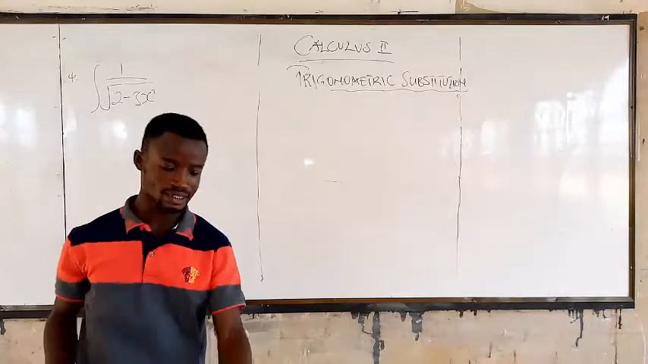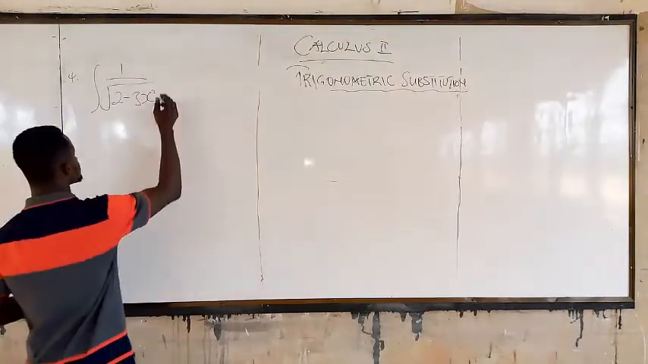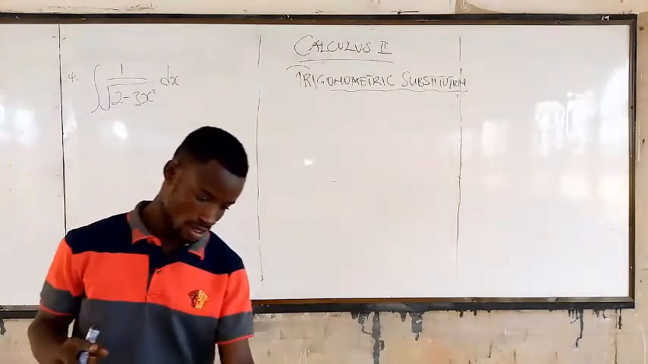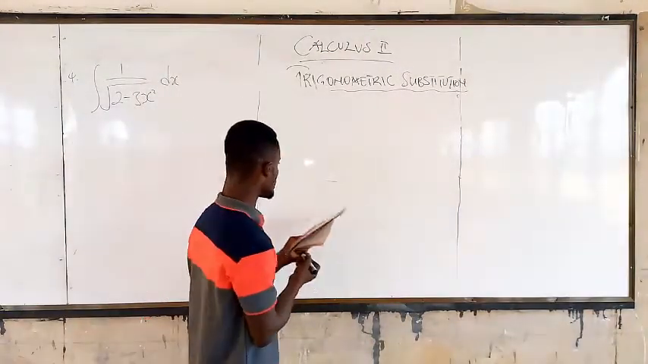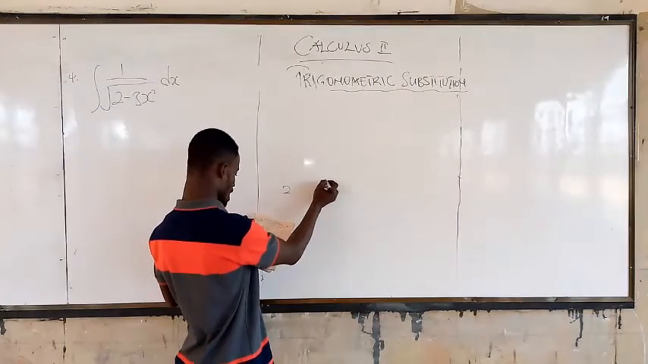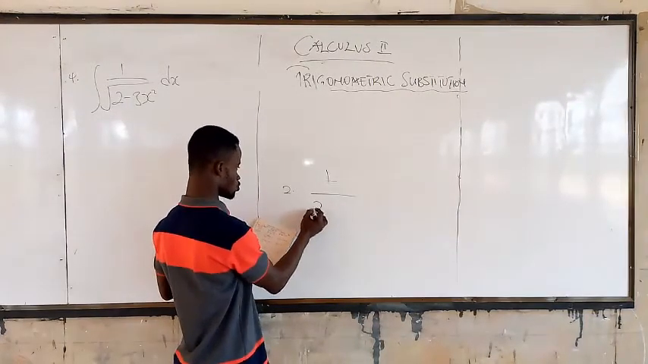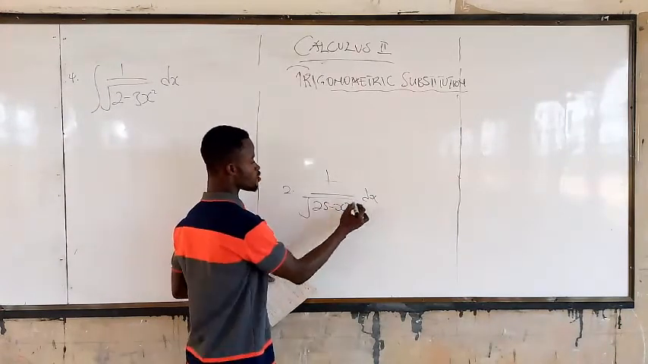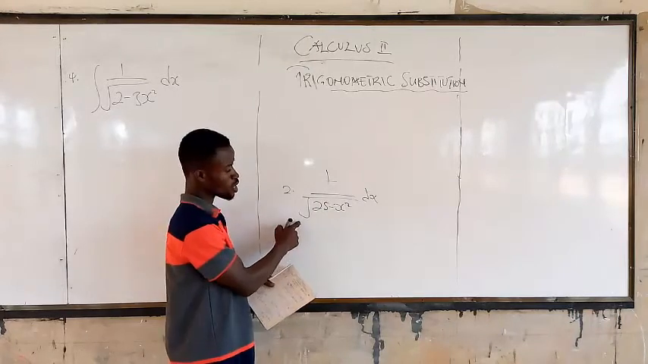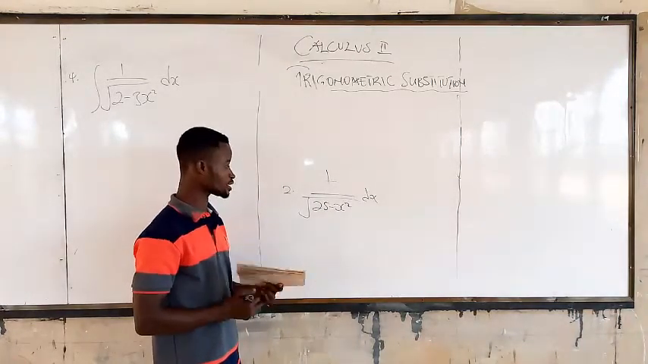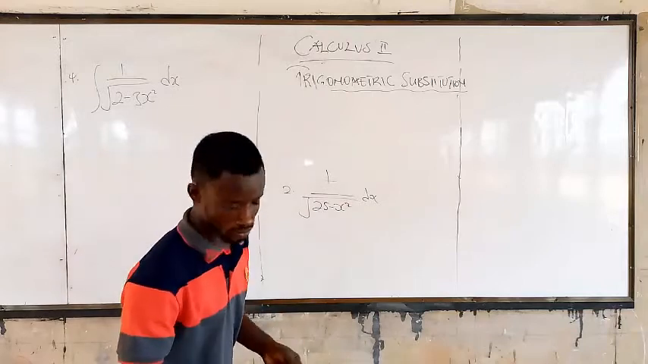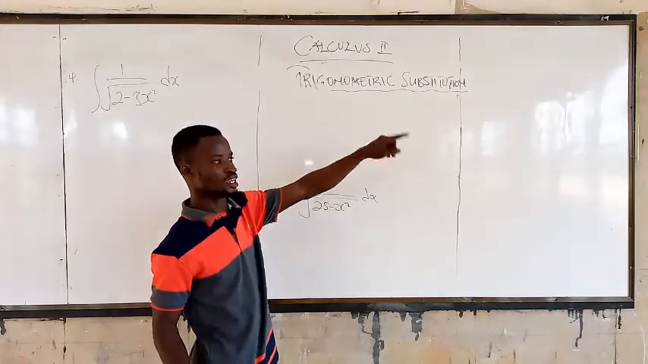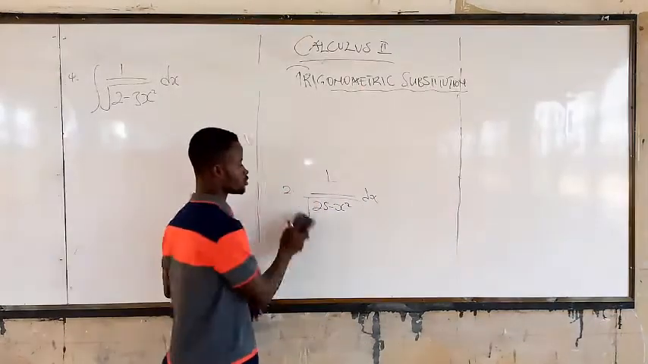Okay, let's look at our third example. Please, in the second example, let me make this correction. We have 1 over 25 minus s squared dx. Please, it's supposed to be square root. So don't forget to bring it. That is why when it's cleared off, you are going to get it in sine inverse. Please, it's going to be square root.